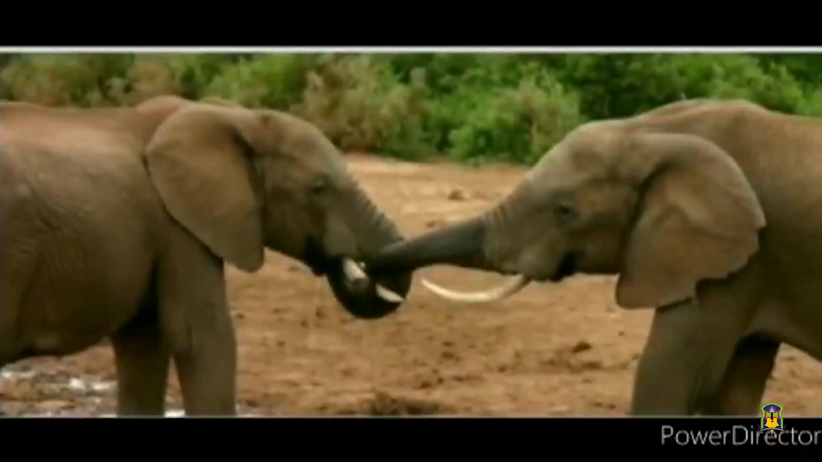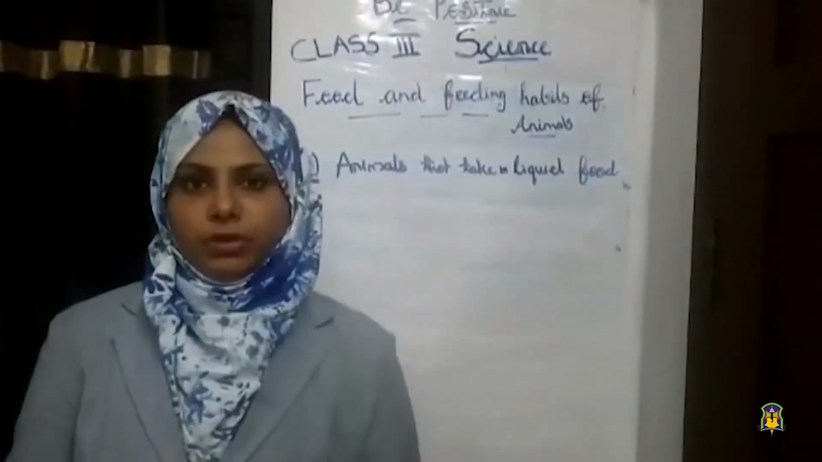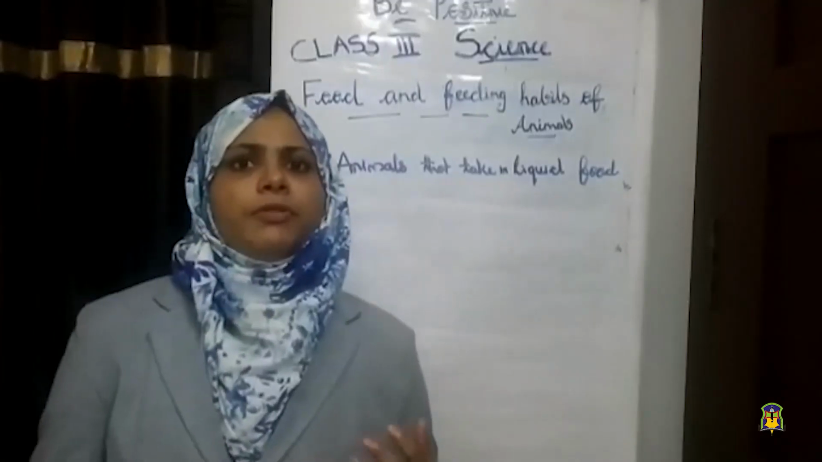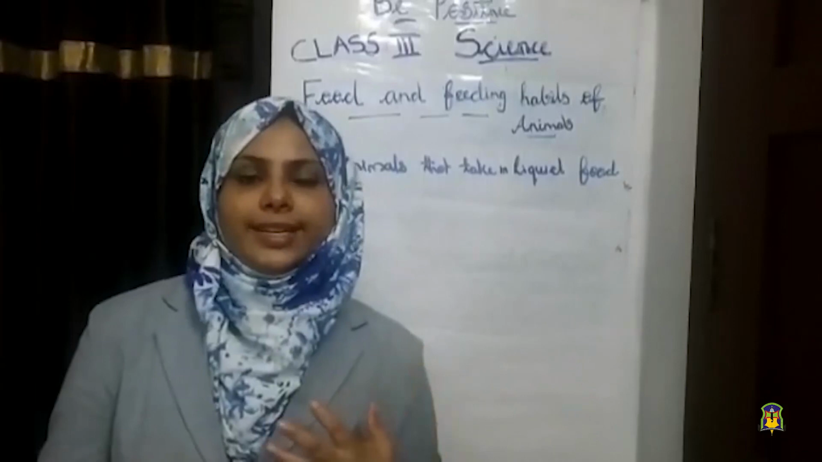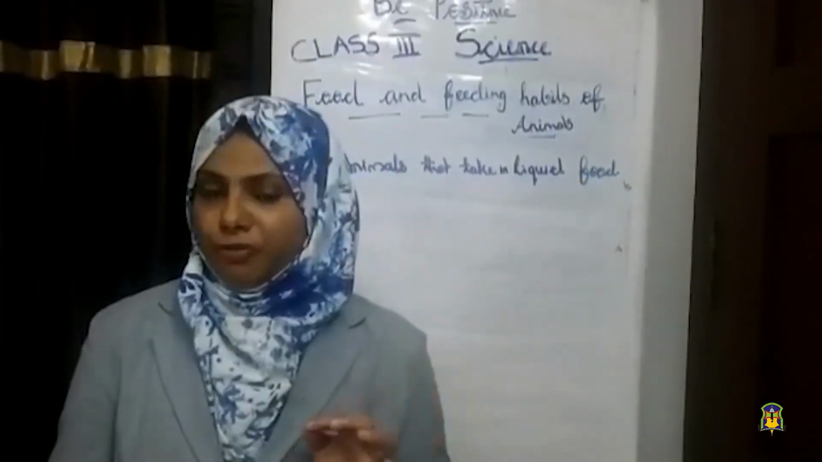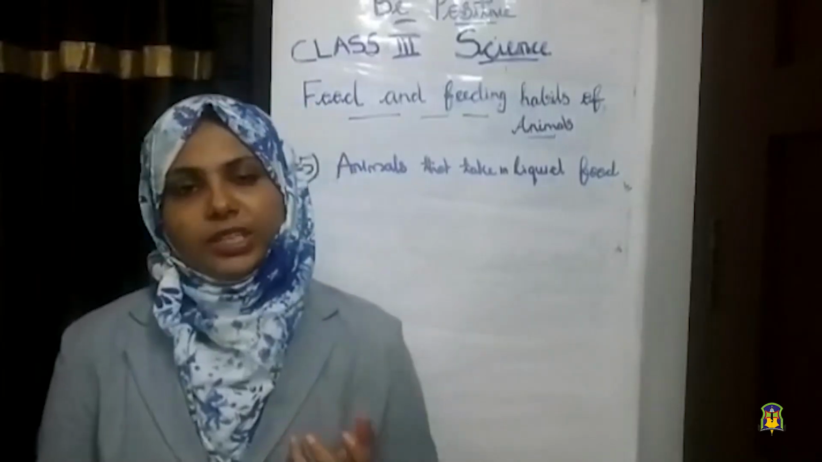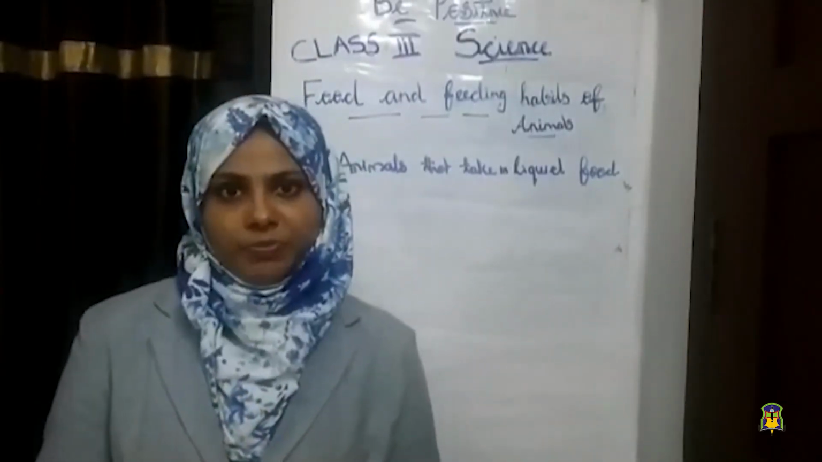Is it, children? The fifth one is animals that take in liquid food. Can you say an example of animals that take liquid food? Yes, butterflies, bees, mosquitoes, leeches, etc. Yes, butterflies and bees suck nectar from the flowers, isn't it? What about the leech and mosquito? They suck blood from our body.